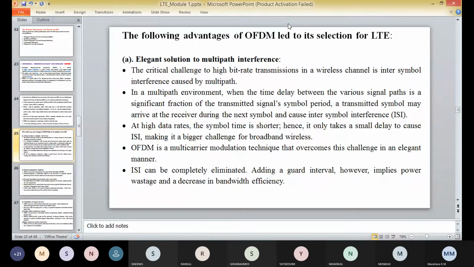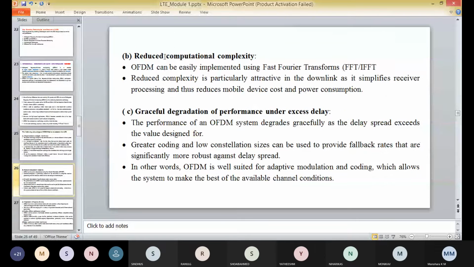Next, we have the reduced computational complexity. OFDMA can be easily implemented using the fast Fourier transform, that is FFT. The reduced complexity is particularly attractive in the downlink as it simplifies receiver processing and thus reduces the mobile device cost and the power consumption.